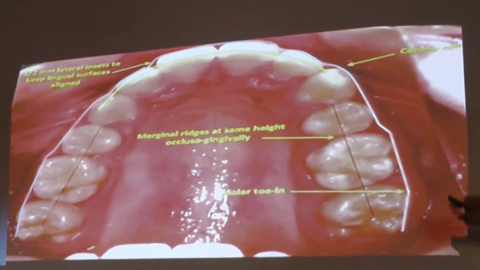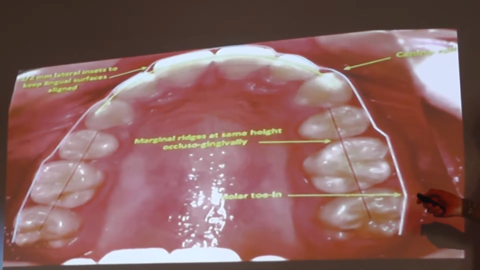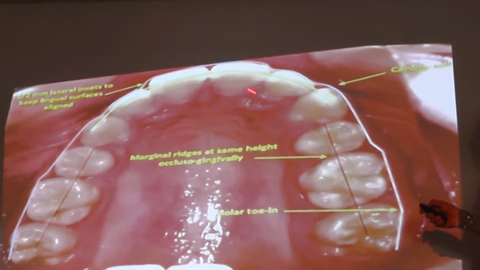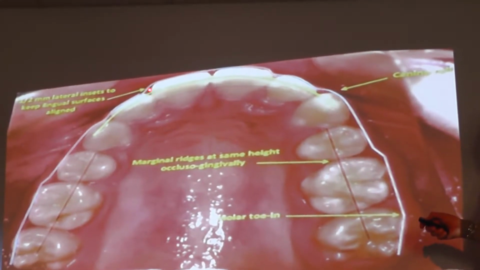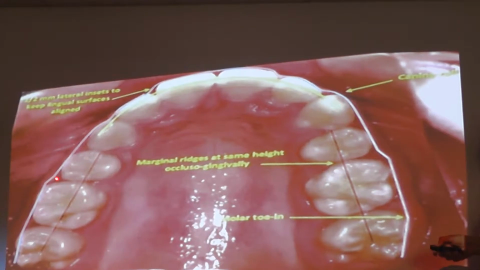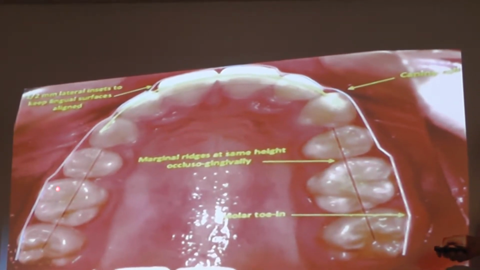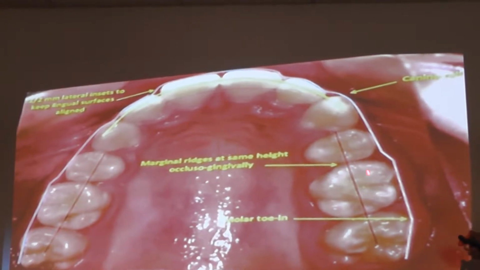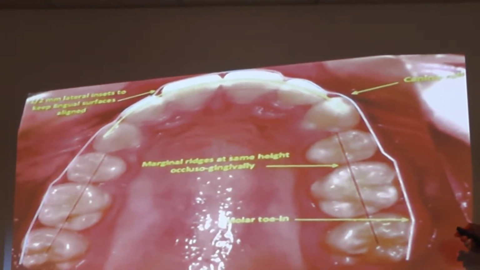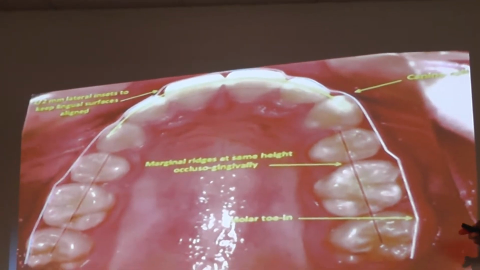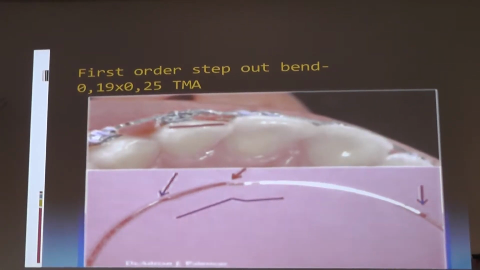And what we did. From this picture, you can see why we did first order bend. It's a lateral inset, it's cuspid offset, and for molar offset and toe in. We get a better shape of the arch wire. And let's see that in clinical.